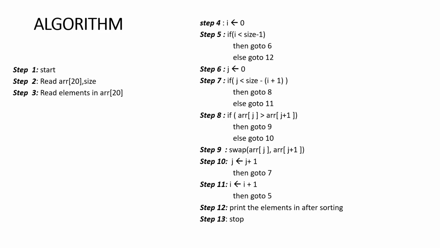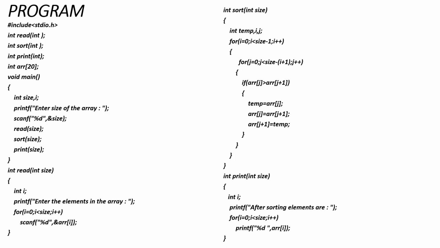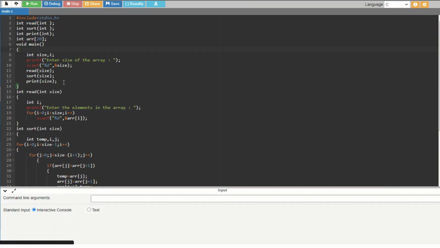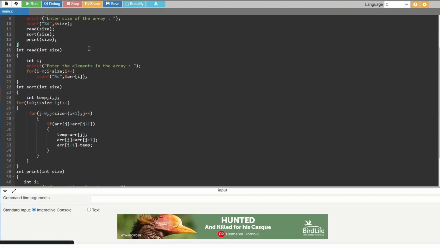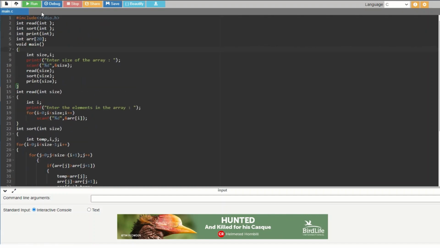So let us see the program for this. Here is the program regarding the bubble sort technique. Have a look at it. Let us execute this program. So here is the program, and I am going to run it.